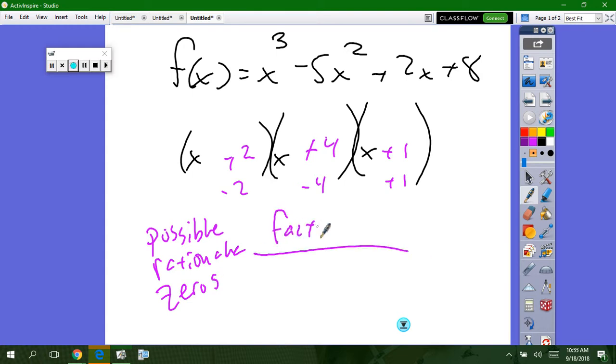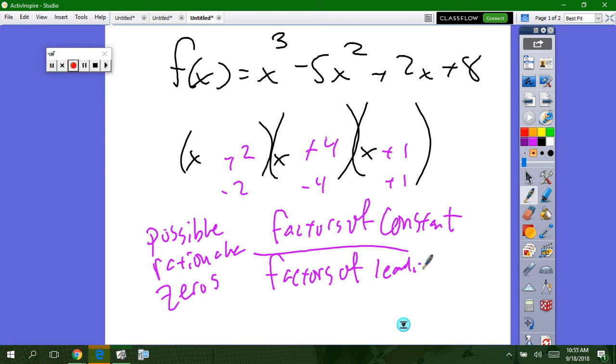Factors of constant divided by the factors of my leading coefficient. Okay? Those are our possible rational zeros.